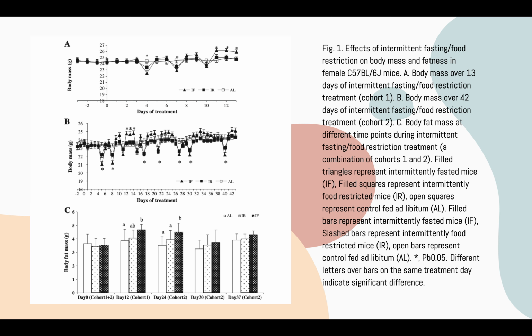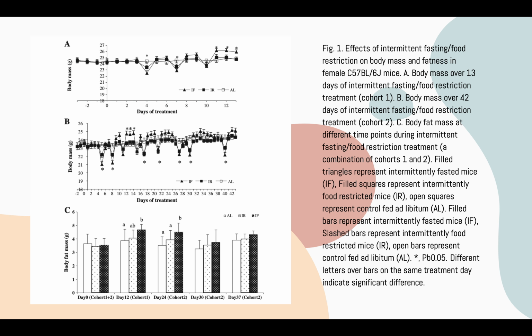In the first one, graph A, I really want to point out that it's the body mass over the 13 days of intermittent fasting treatment. And I think it's really good to point out that the IF stands for the intermittent fasted mice. The IR, or the square, stands for the intermittently fasted restricted mice. And the open square that's not filled in, which is the AL, represents the control-fed mice.